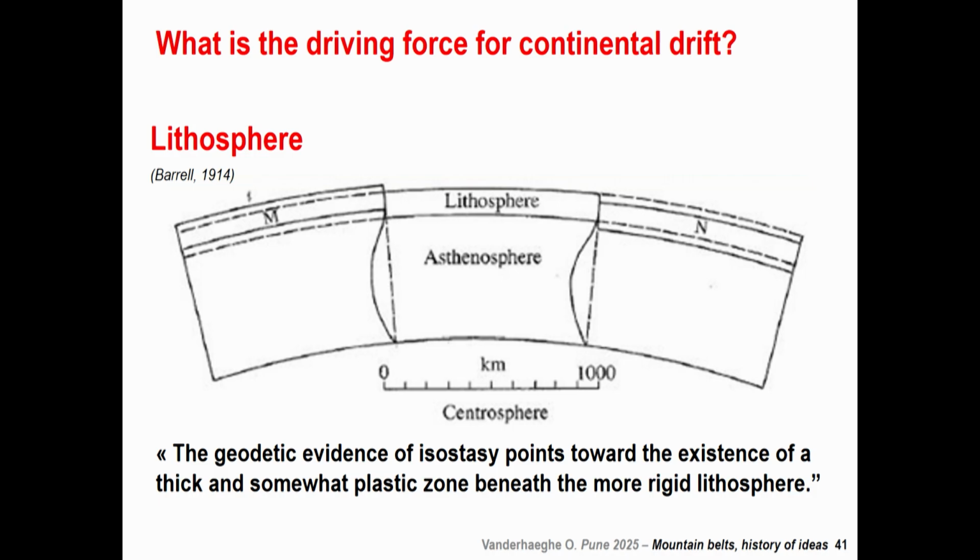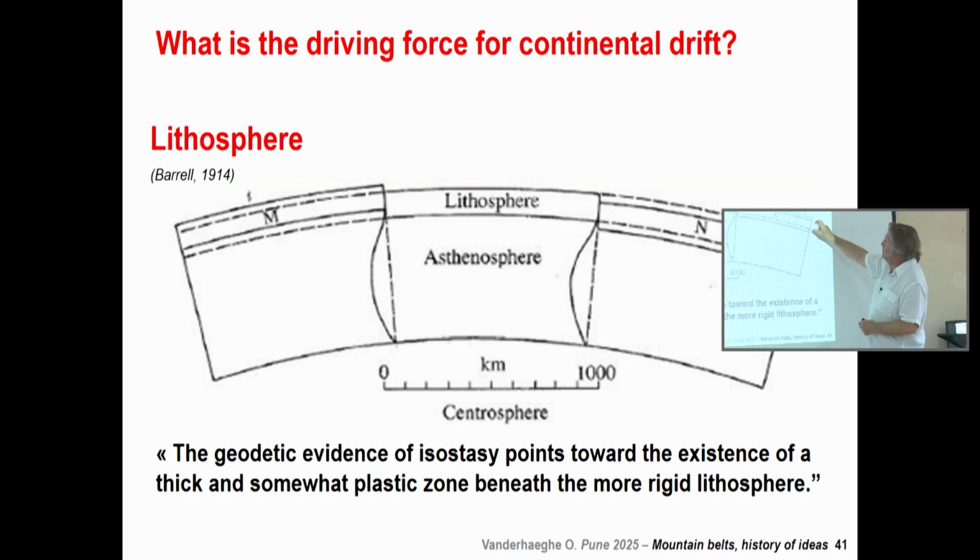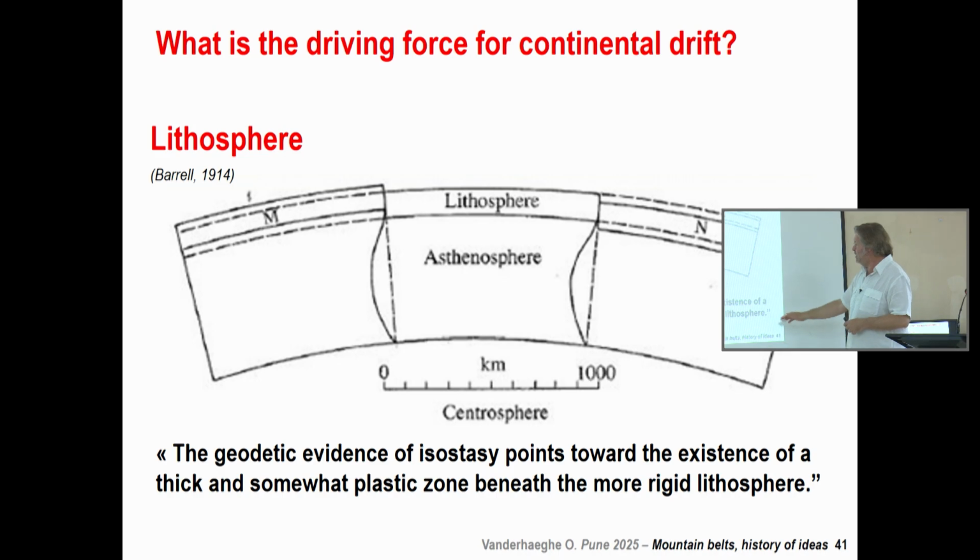He identified that there is some kind of a strong layer, the lithosphere, sphere made of stone, compared to a much weaker one underneath that is allowing for this rebound. The geodetic evidence of isostasy points towards the existence of a thick and somewhat plastic zone beneath the more rigid lithosphere. So Wegener didn't use that, and that's too bad for him, because he had everything at the time. But we'll see in the next hour how we can use that to link with mountain belt formation.